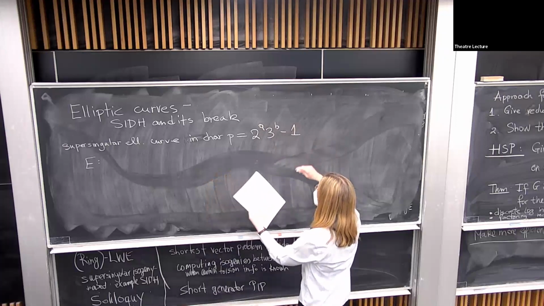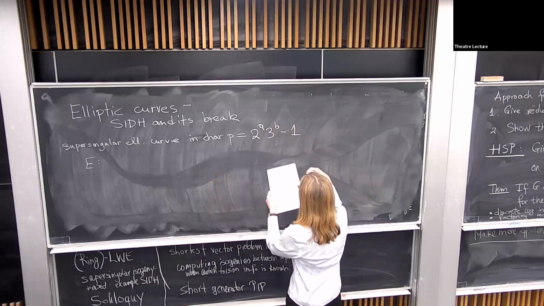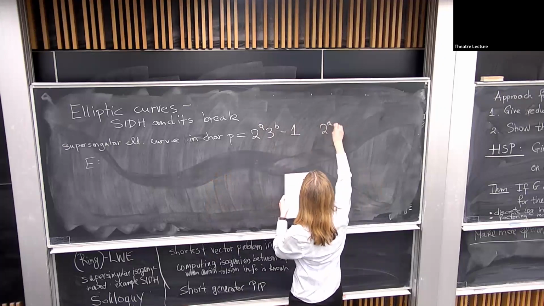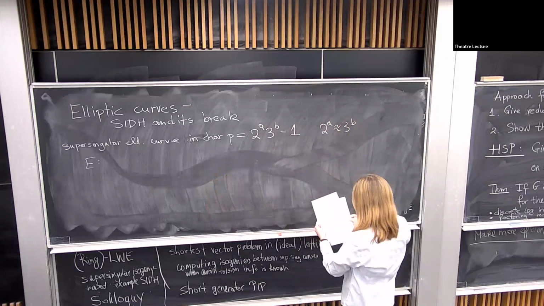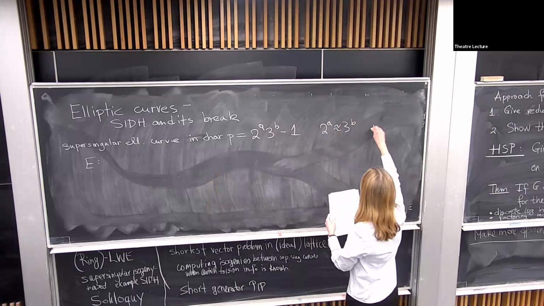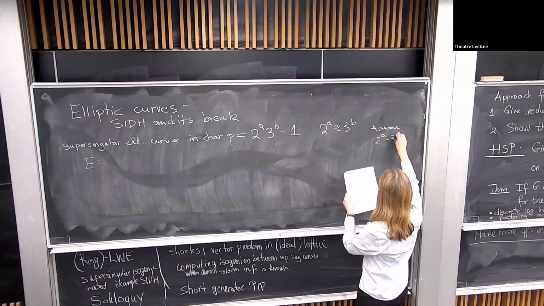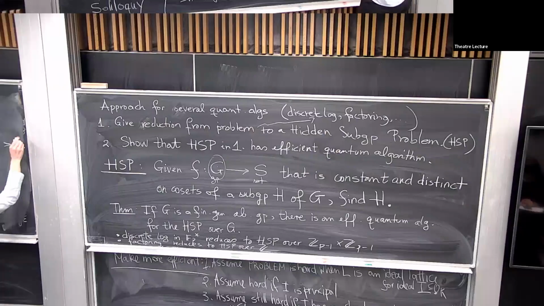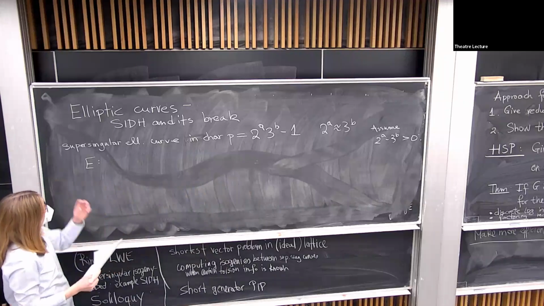My prime is of the form 2^a 3^b minus 1. And I want to have 2^a roughly the same size as 3^b. And I am going to just assume for simplicity that 2^a minus 3^b is bigger than 0. You can get around that too, but I don't want to make things more complicated.